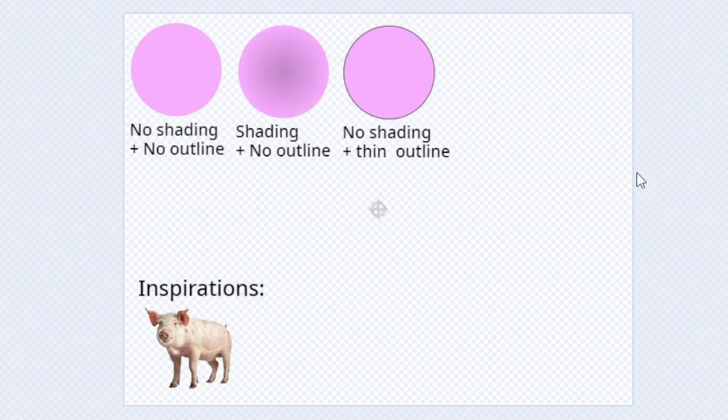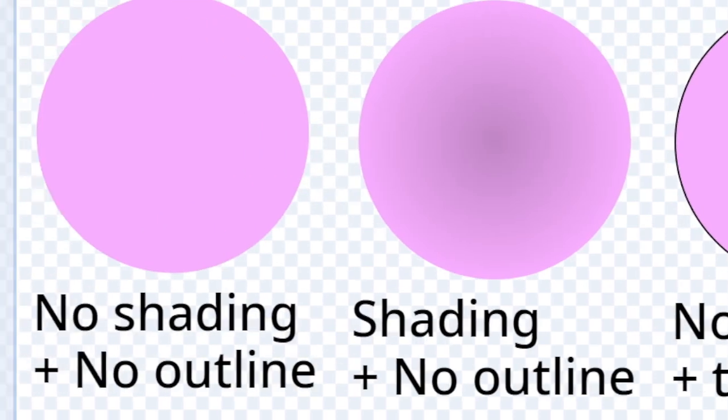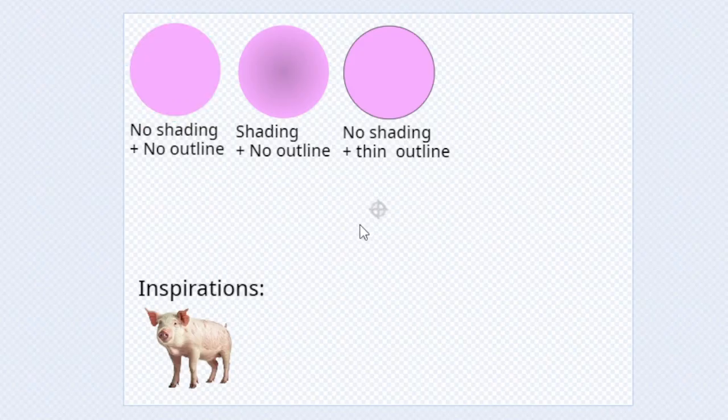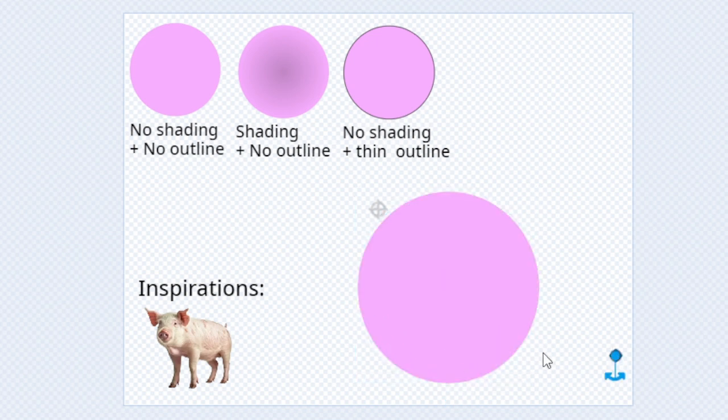Welcome to the TurboWarp Sprite Editor. In here, I'm gonna teach you about shading and inspirations. So first, let's get into the shading. The first style is no shading plus no outline, which is just a pure color with nothing. We want to make a perfect circle here.